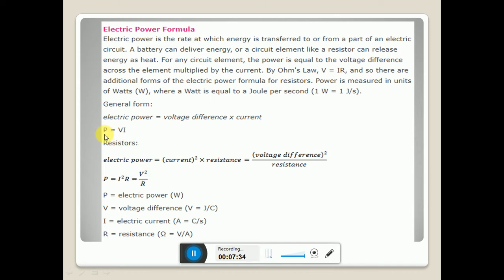So the first equation relates power, voltage and current. The second equation relates power, current and resistance. The third equation relates power, voltage and resistance. So these are the units for the given terms used in these equations.